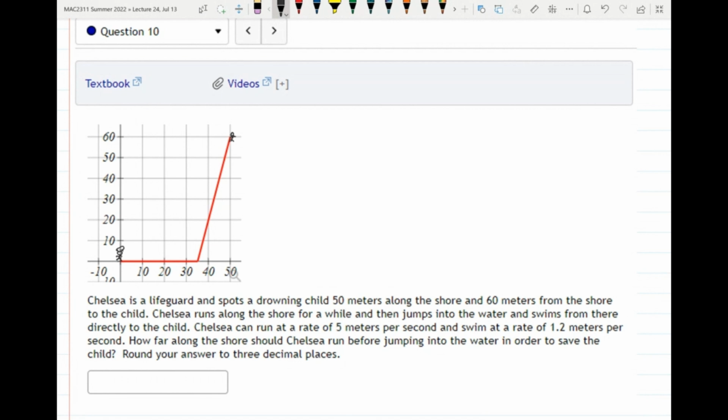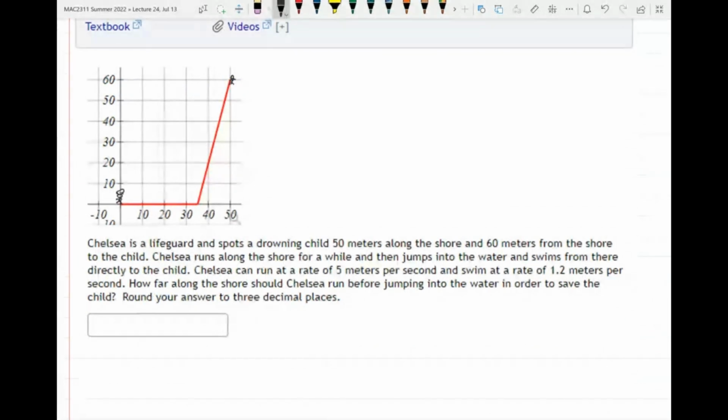So let's start putting some variables. Ultimately, you want to figure out how far she needs to run along the shore, right? So let's call this number x. We don't know what it is, so let's call that x. I'm going to put this x.